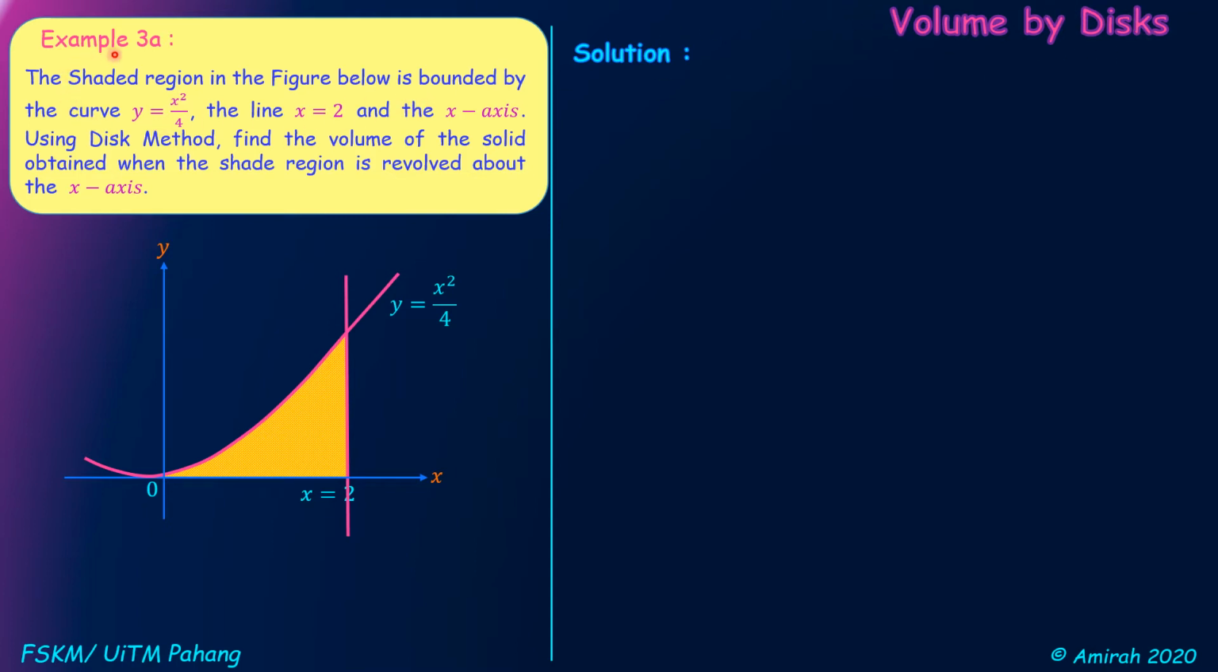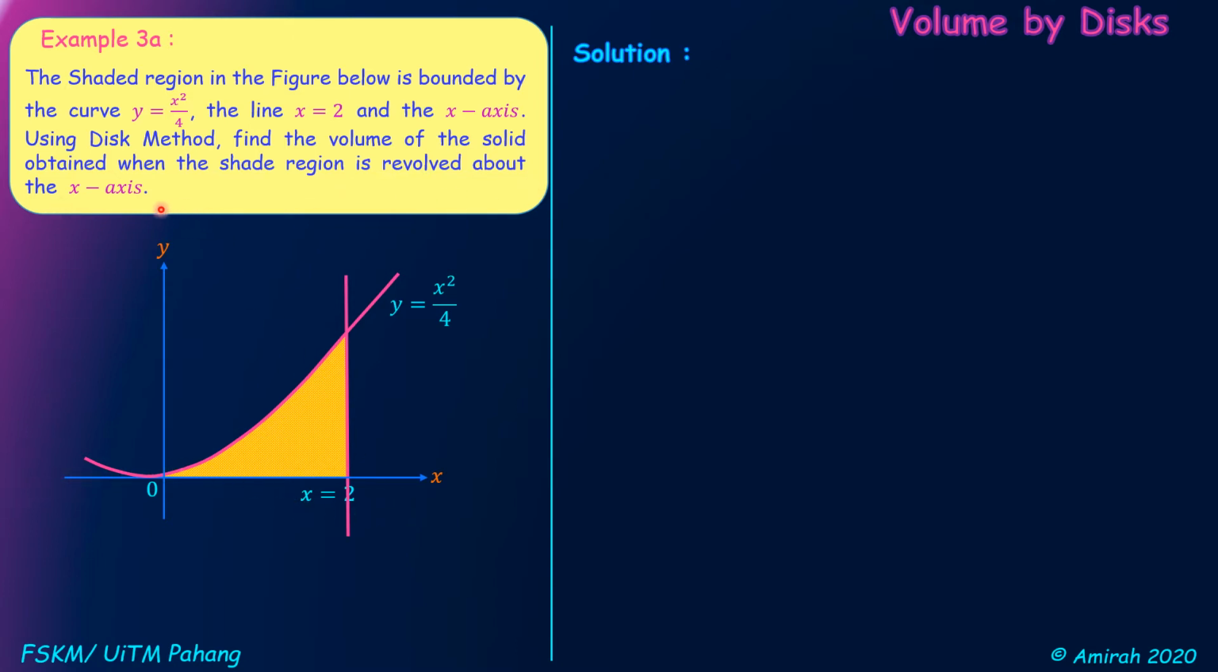Now we look at example 3a. The shaded region in the figure below is bounded by the curve y equals x squared over 4, the line x equals 2 and the x-axis. Using this method, find the volume of the solid obtained when the shaded region is revolved about the x-axis.